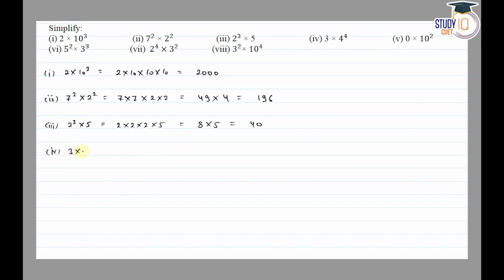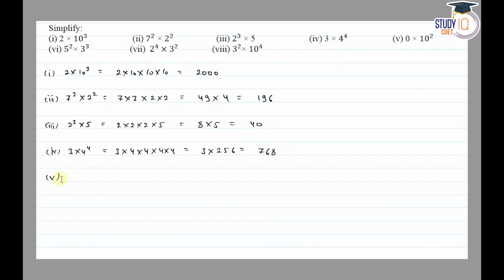The fourth part is 3 into 4 to the power 4. Its expanded form will be 3 into 4 into 4 into 4 into 4, which is equal to 3 into 256, which is equal to 768.